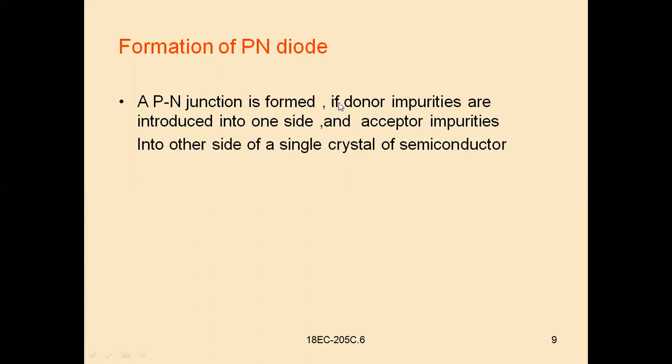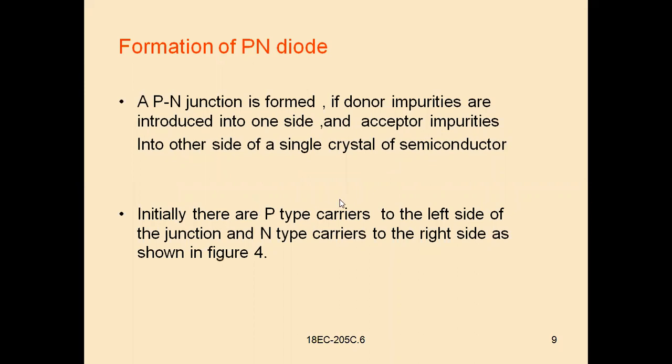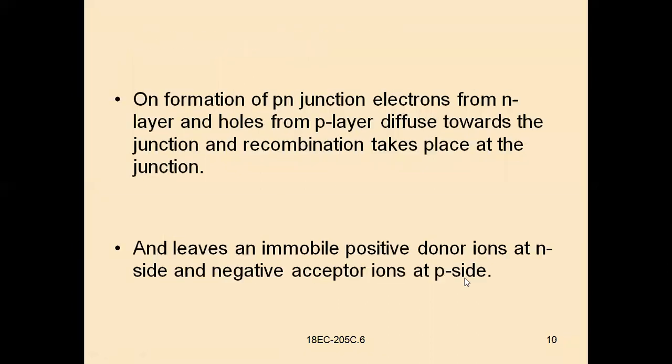PN junction is formed if donor impurities are introduced into one side and acceptor impurities are in the other side of a single crystal of a semiconductor. Initially, there are P-type carriers to the left side of the junction and N-type carriers to the right side of the junction as shown in the given figure. Right? So, on the formation of PN junction, electrons from N layer and holes from P layer diffuse towards the junction. And the recombination will take place at the junction and leaves immobile positive donors at N side and negative acceptors at the P side.